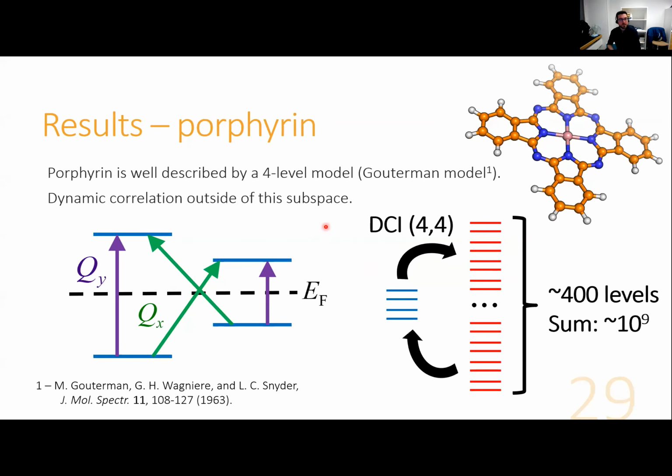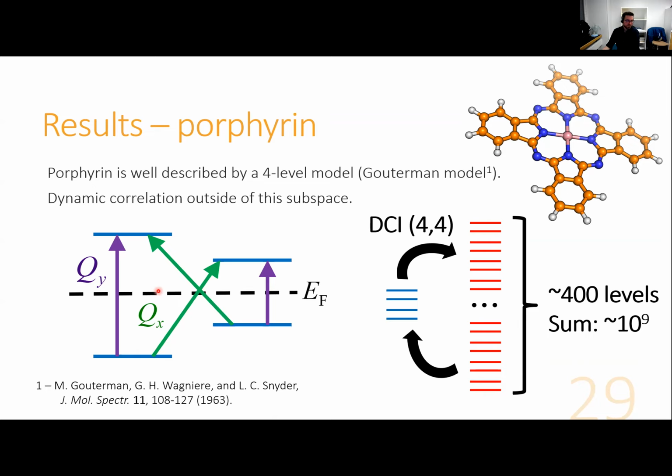So the largest system I've studied so far is porphyrin. This molecule on the top right is magnesium porphyrin, which just means there's a magnesium atom in the center. Porphyrin is well described by a 4-level model attributed to Gouterman, and it is these 4 lowest levels here. So this is the VBM, the VBM -1, the CBM, and the CBM +1. So the 4 frontier orbitals.